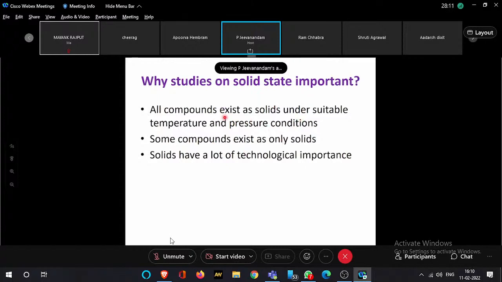And some compounds will exist only as solids. And solids have a lot of technological importance. So one has to know its structure, its property, how to make it, what will happen if I make it into different shapes, what will happen if I reduce the size of the particle. I need to understand everything. So studies on solids are very, very important.